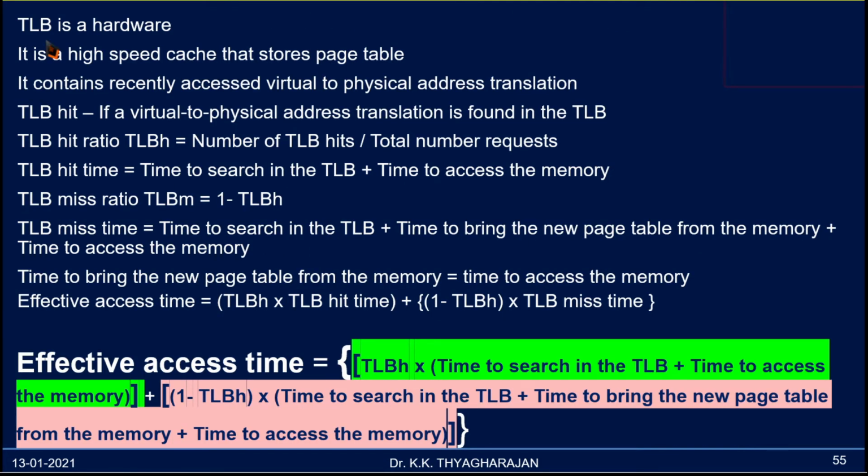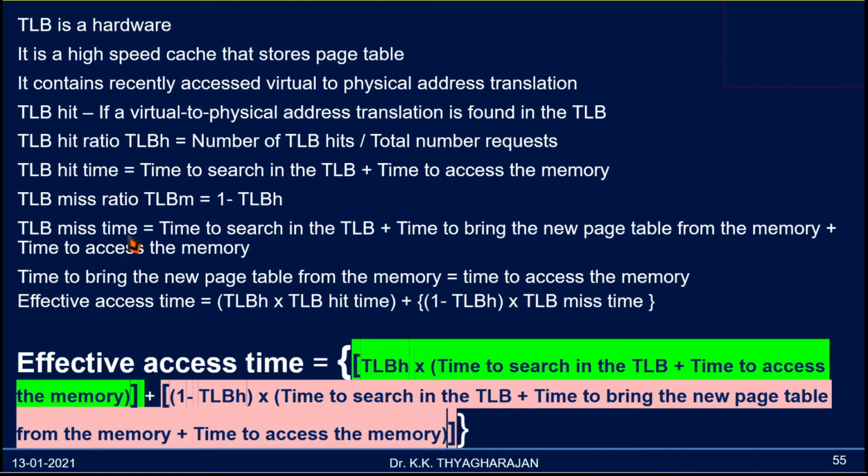In short, we can say that TLB is a hardware. It is a high-speed cache that stores page table. It contains recently accessed virtual to physical address translation. If a virtual address is given and if the corresponding main memory address is found in the TLB, then it is called as TLB hit. The TLB hit ratio is defined as the number of TLB hits divided by the total number of requests. The TLB hit time is nothing but the time to search in the TLB added with time to access the memory. The TLB miss ratio is nothing but 1 minus TLB hit ratio.